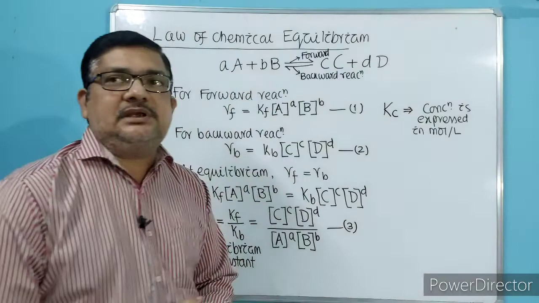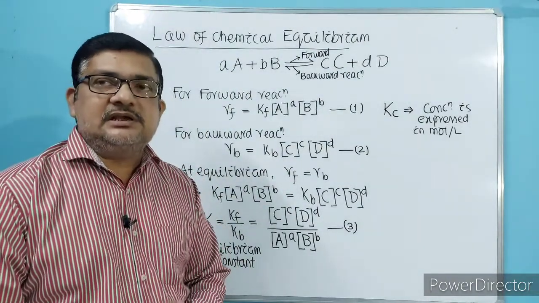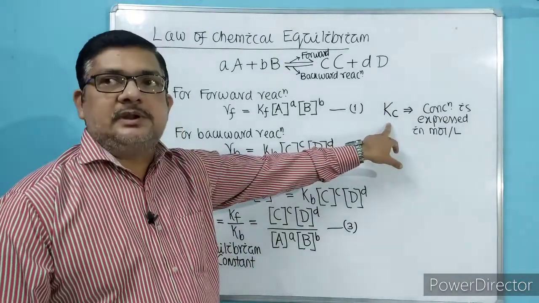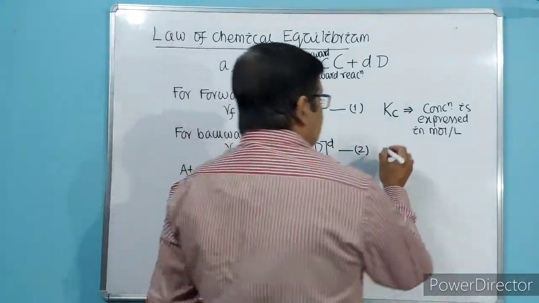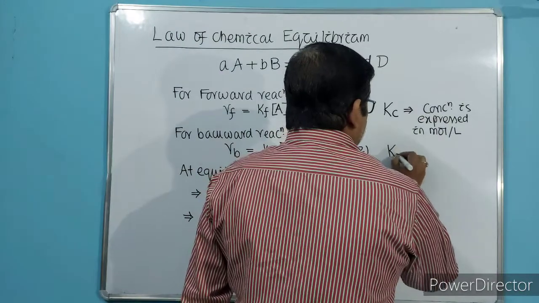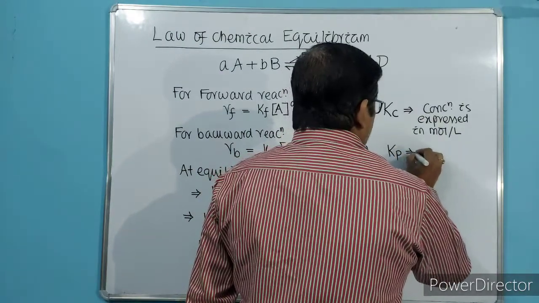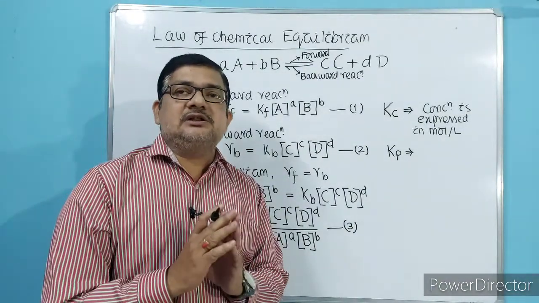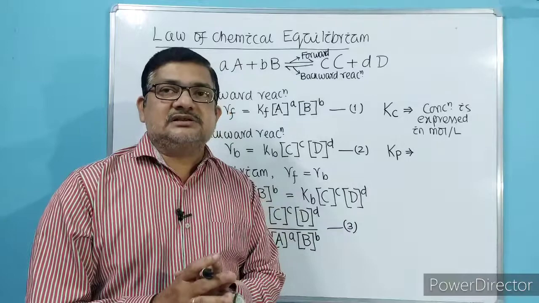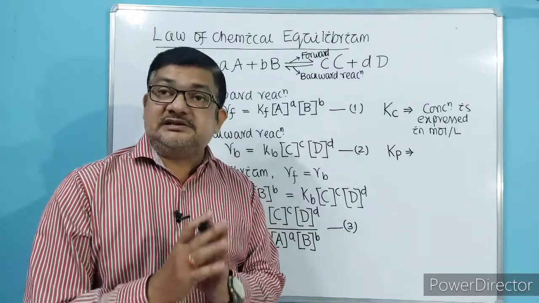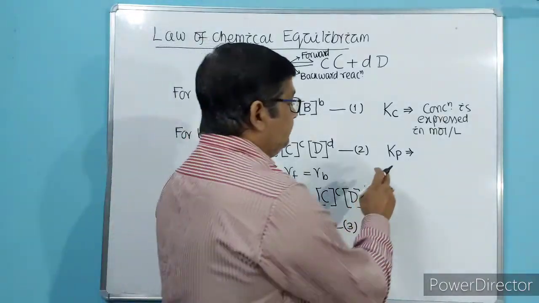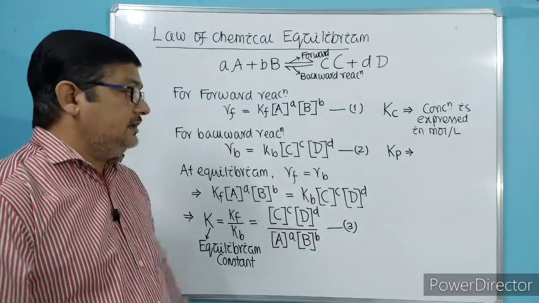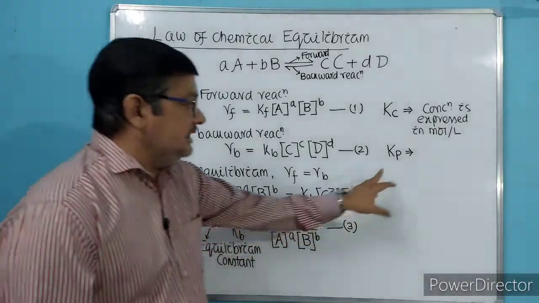So when the concentration of the reactants or products is expressed in their molar concentration, that is in terms of moles per liter, the equilibrium constant will be written as Kc. Similarly, for gases we can express the concentration in the form of their partial pressure. So for gaseous reactants we can express the concentration in the form of their partial pressures. Here, when the reactants are in gaseous state, we can find out the value of the equilibrium constant as Kp.